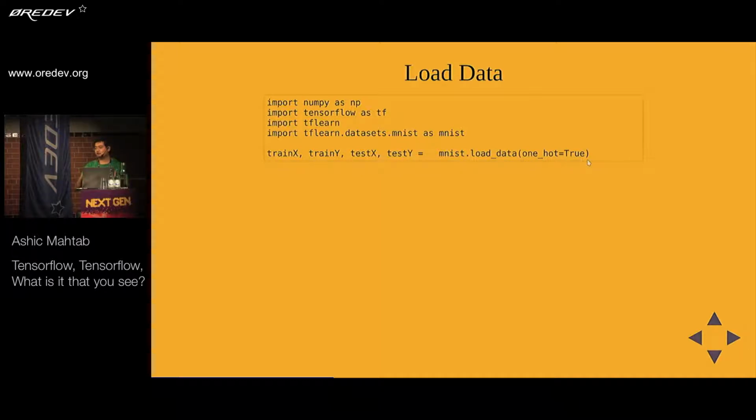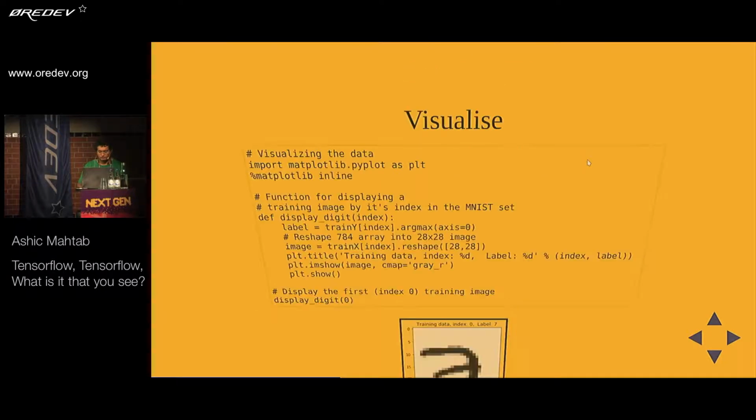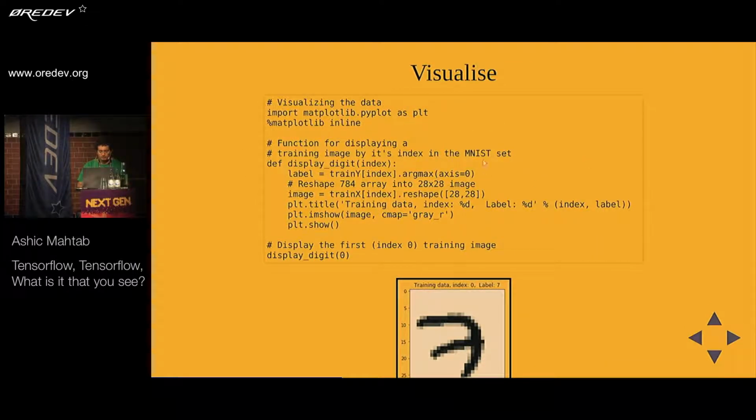For any particular image, only one of those columns is going to be 1, and everything else is going to be 0. Okay, so that's what one hot true means. The next bit of code that we have is basically visualizing that data. So this is what our source data looks like. It's a grayscale of some handwritten digits. Okay, I guess that's a 7.